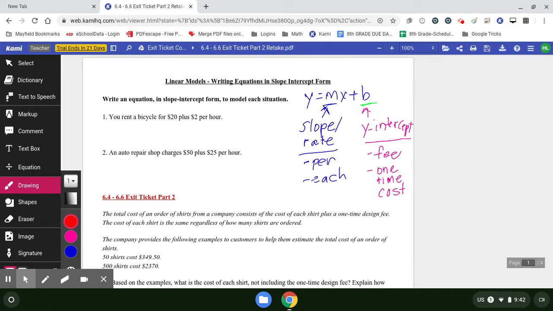Hi everyone. If you had problems with the exit ticket part 2 on linear modeling where you had to write the equations, this video will help you and give you some extra practice with that. At the end of this document, there are two problems that you may do to replace your previous score on the exit ticket.